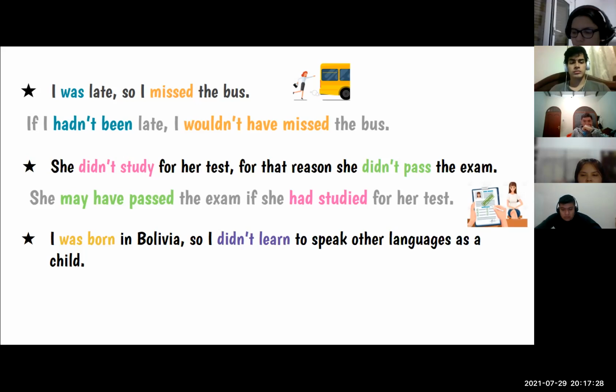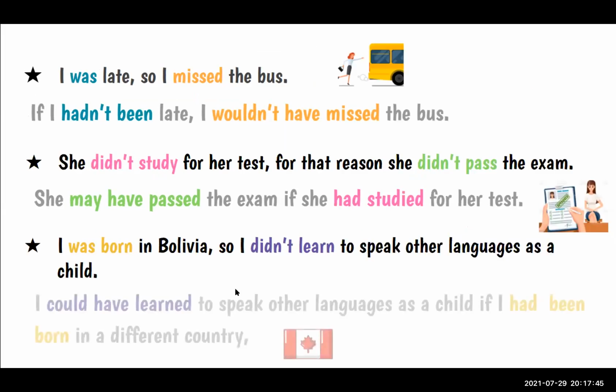If I hadn't been born in Bolivia, I would have learned to speak other languages as a child. Very good. Here I have another example. It says, I could have learned to speak other languages as a child if I had been born in a different country. Okay, so this is a different example. Good. Any questions about this third conditional sentence?